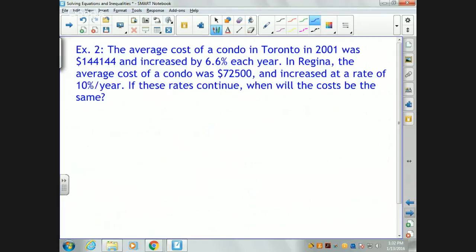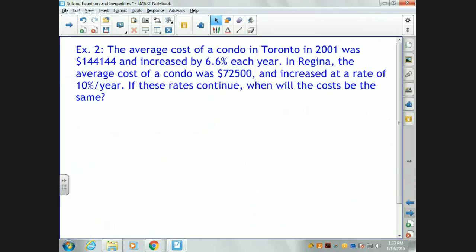All right, here's another example. Totally different kind of example. It's funny, you put some text up there, and you guys just put some numbers up in your English class, and everyone's like, so the average cost of a condo in Toronto in 2001 was $144,144. I would guess it's a lot higher now.